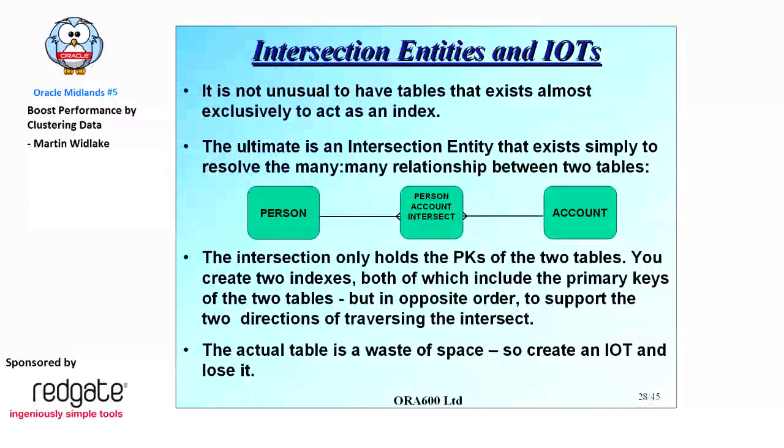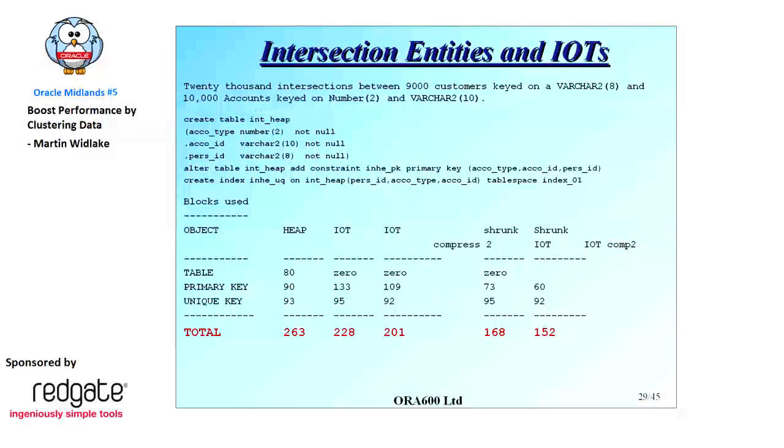So create it with the primary key of person account, then create a single index on it which is account person. Then you've only got that one object, and you can save a lot of space. That's using a heap with two indexes. That's using a plain IoT, so you've actually saved space because your table's gone. Your indexes are a bit bigger, but your table's gone.